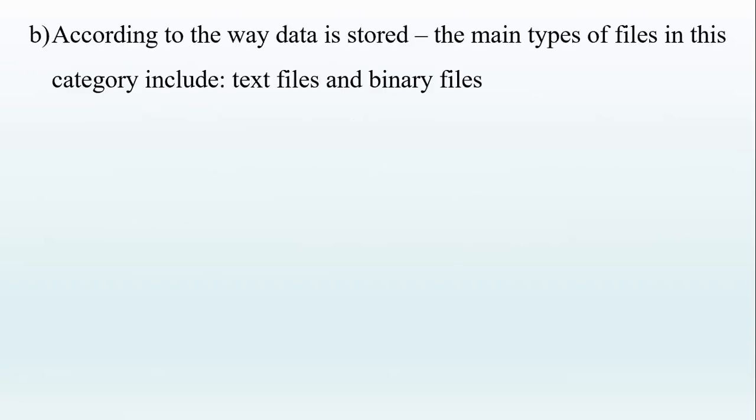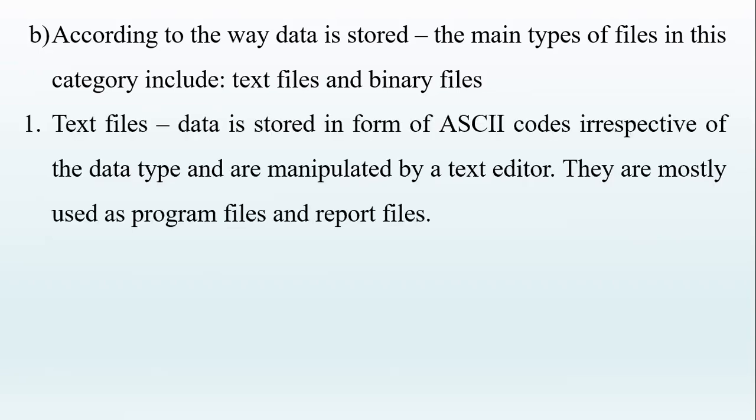The second way of categorizing our files is according to the way the data is stored in the file. The main types of files in this category include the text files and binary files. The text files are those files in which data is stored in form of ASCII codes, irrespective of the data type, and are manipulated by a text editor. They are mostly used as program files and report files.